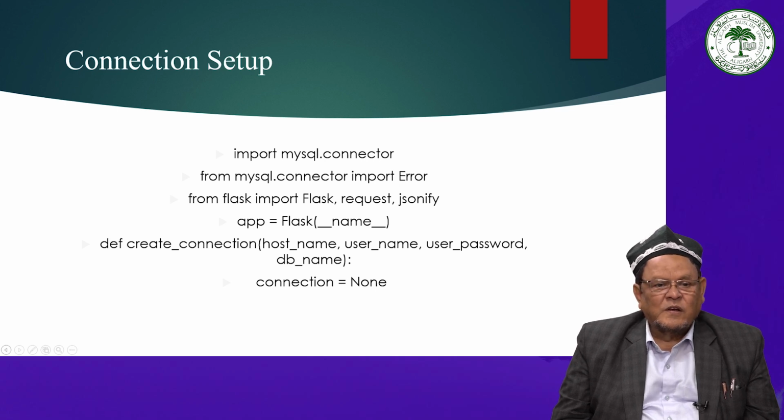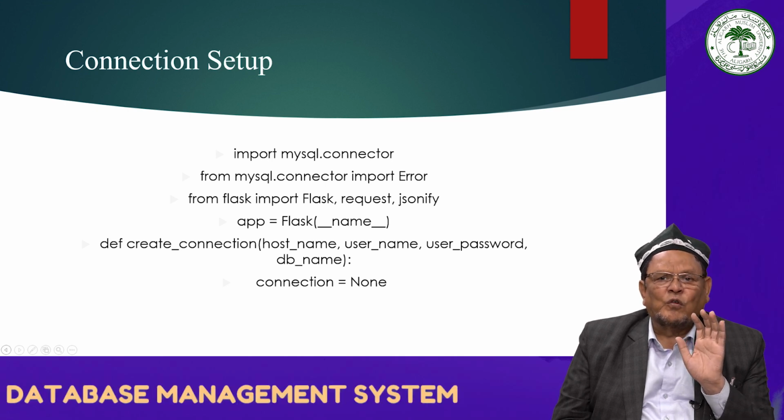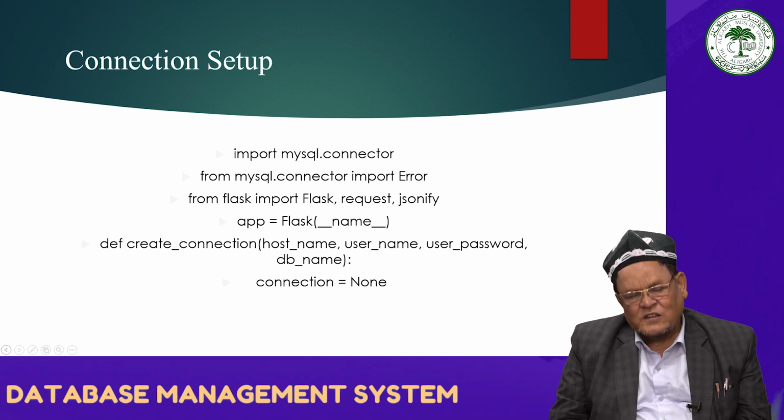Then def create_connection. You have to create connection within bracket. You have to write host name, user's name, user's password and database name. Then connection is equal to None.